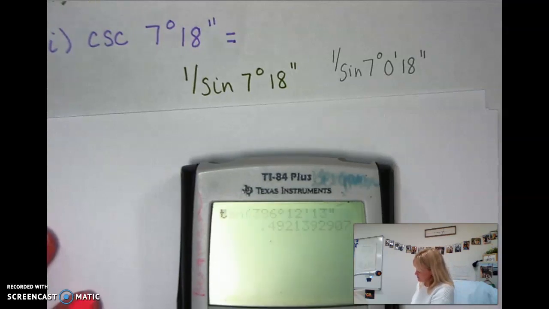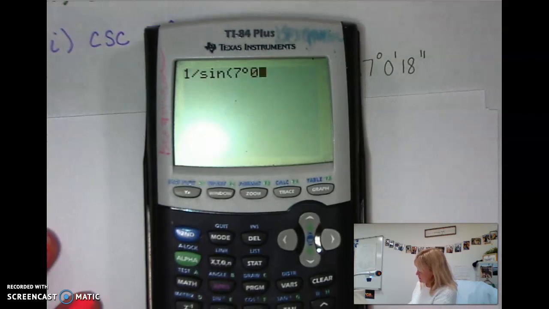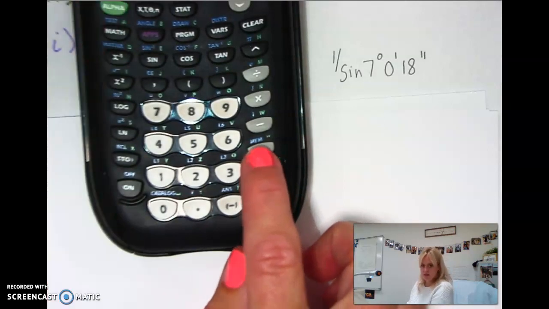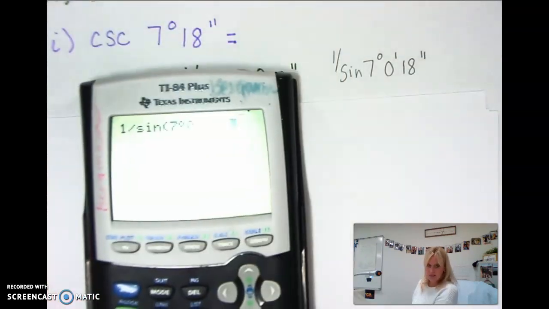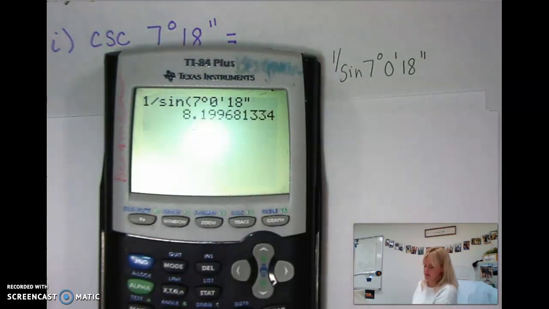So again, we're going to have 1 divided by the sine of 7 degrees. If I want degrees, I'm going to go to the blue angle, highlight degrees, and then I need 0 minutes. Again, blue angle, go to minutes, and 18 seconds, and that second key is down here in green. It's like holding a place value for the minutes. And if you've done that correctly, 8.1997.